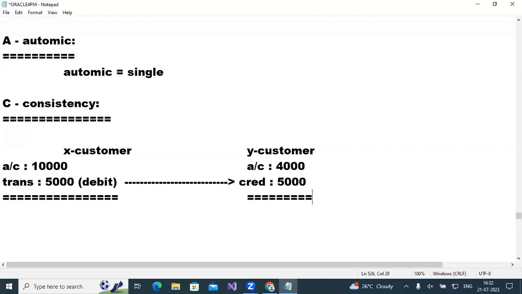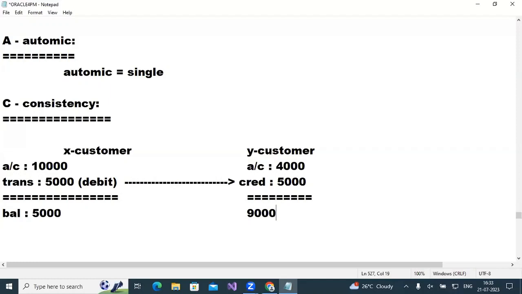Well, so now we can see. Before transaction, X customer amount is 10,000. Y customer account is 4,000. Understand now? But now what happened? What is your balance now? 5,000 is the X customer balance. What about Y customer? 9,000. So before transaction 10 and 4. After the transaction is successfully done, the balance is showing 5 and 9. Now tell me, is this accurate?